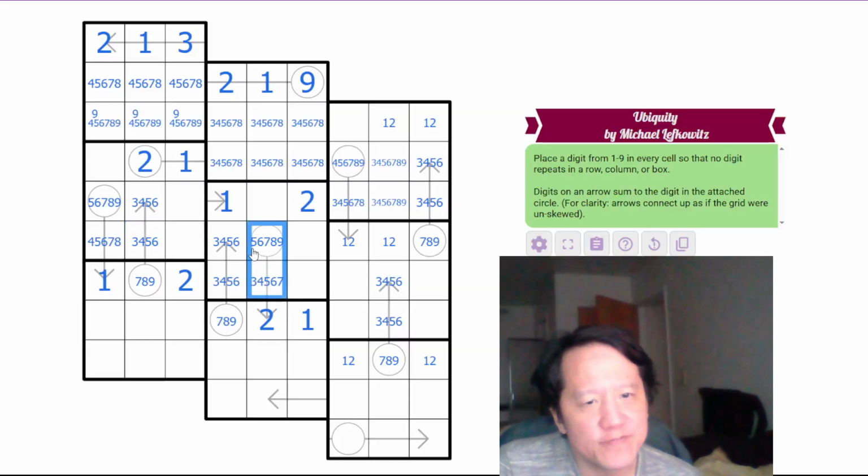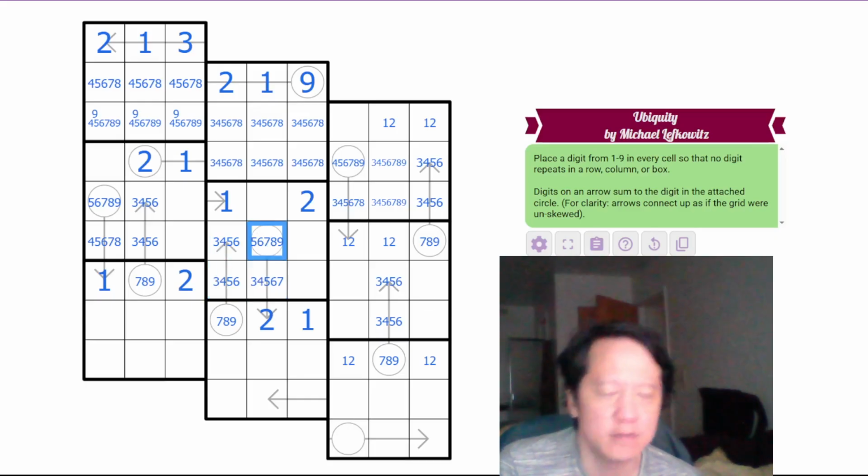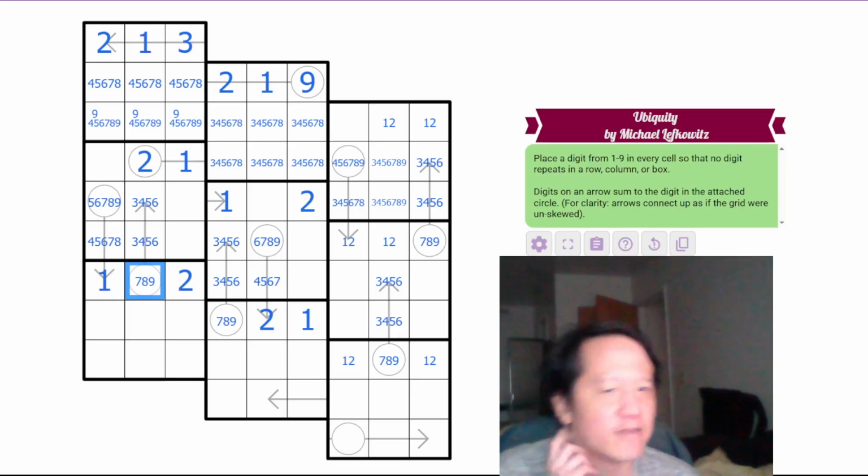Can this be 3 and 5? No, because then that would force this to be 4, 6, which adds up to 10. I think that's all. This could be 4, 5, and that 3, 6, and 9 works fine.